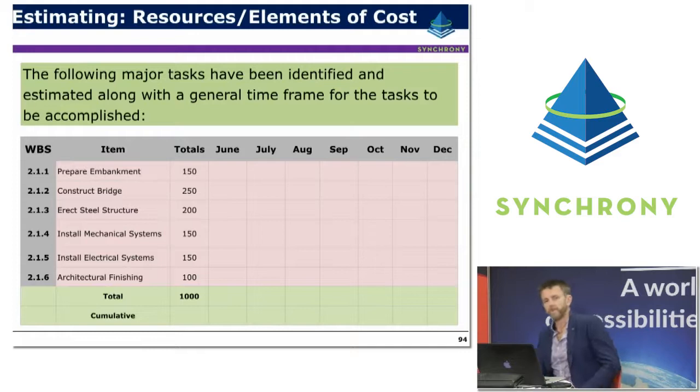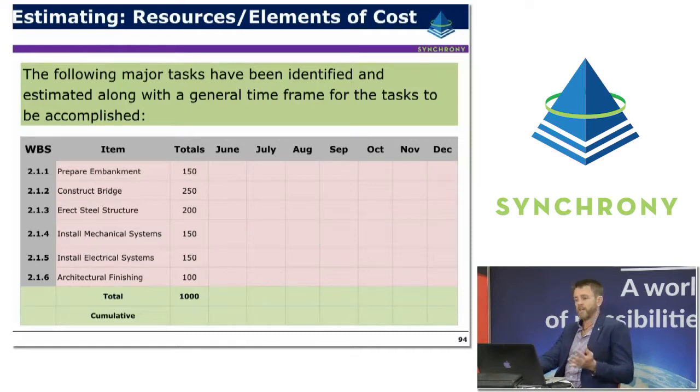So here's an example of that performance measurement baseline setting process. In this particular example or dummy project, we have a fairly simple project with some WBS elements and some very simple descriptions in the items column. So we have prepare embankment, construct the bridge, erect a steel structure, install mechanical systems, install electrical systems, and architectural finishing. Each of those elements has a budget associated with it, and the overall budget at completion for the project is 100 units.